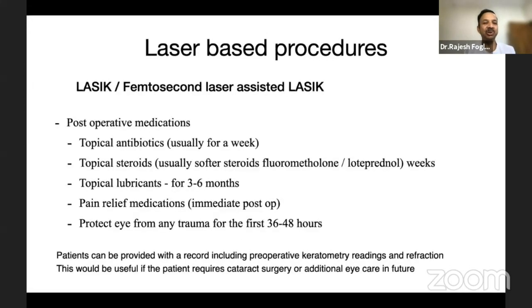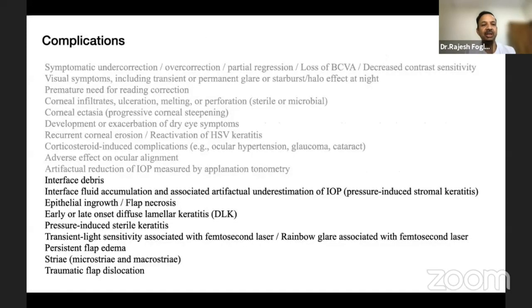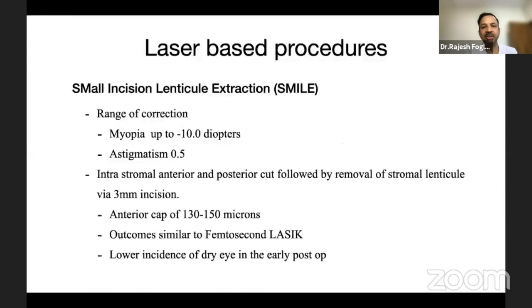So coming to LASIK, the post-operative treatment is the same. You use steroids for a smaller duration of time. Outcomes are quite good. In this recent study on the patient-reported outcomes with LASIK, 99% had 20/20 or better, and in the other group, they had 96%. Complications are flap-related with LASIK, mainly epithelial ingrowth, interface fluid. You can have lamellar keratitis. So these are all the complications you should be aware of and you should discuss with the patient.